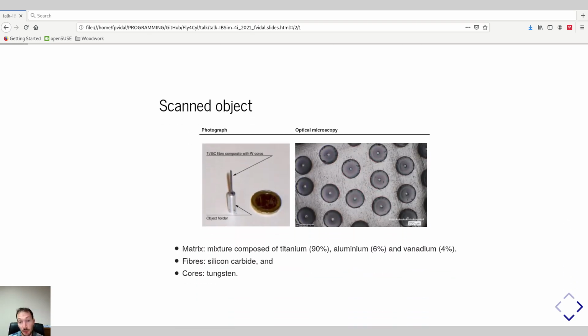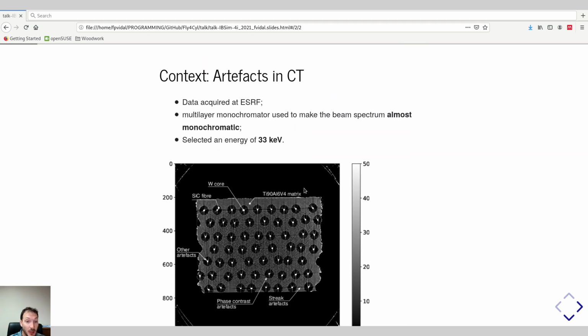So this is the sample we use. This is a tungsten fiber in a matrix of titanium, aluminum, and vanadium. So the fiber itself is silicon carbide and the core tungsten. And this is a typical slice that we'll get. So the beam is almost monochromatic, and you see these streaks.